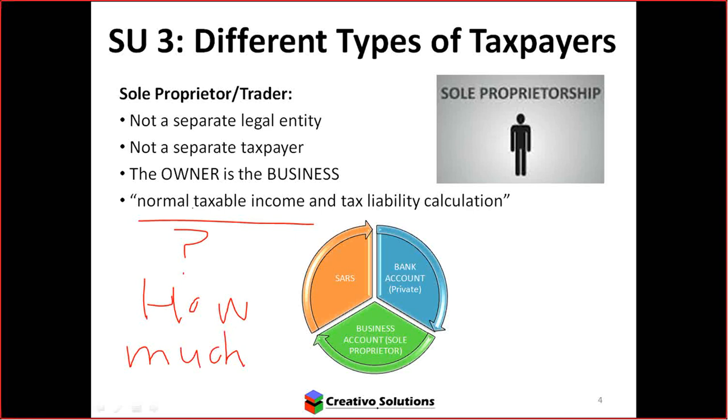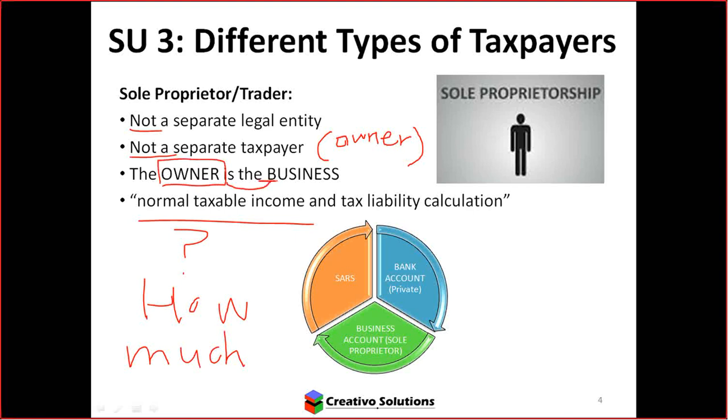Okay, there's no separate legal entity. You can start this tomorrow if you wanted to. And there's no separate taxpayer, meaning who pays the tax? The owner. Yes, sir. They have to declare their income, they have to pay their tax. That's how it works. And that's why I've put the word owner there in capital letters.